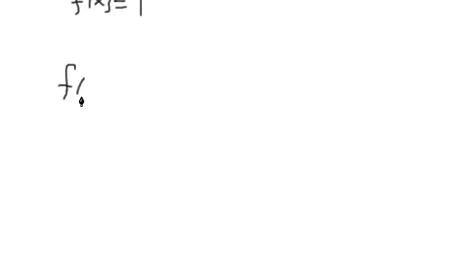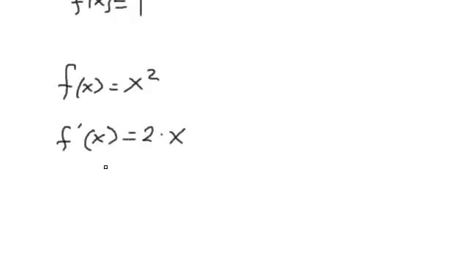If I had f of x is equal to x squared, and we wanted to find f prime of x, we say f prime of x is equal to, we take the 2 out front, and there we go, subtracting 1 from the exponent.